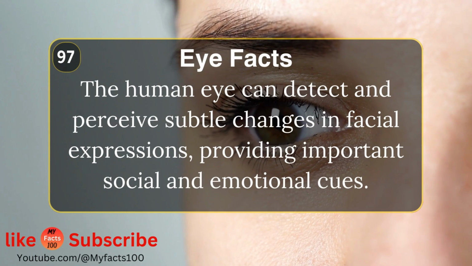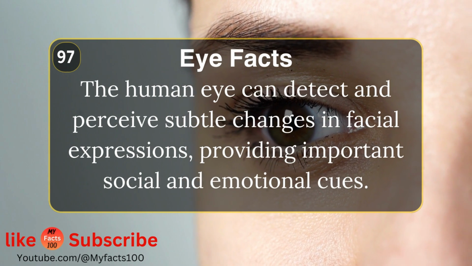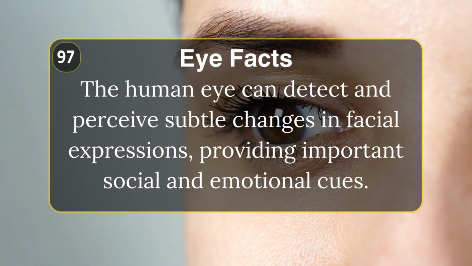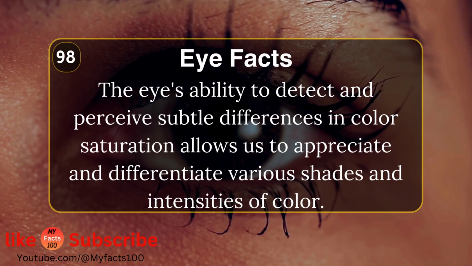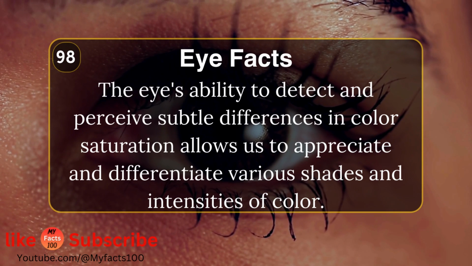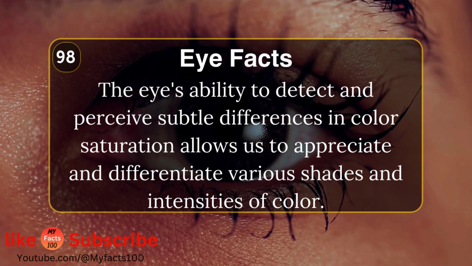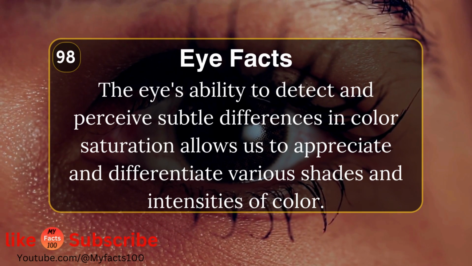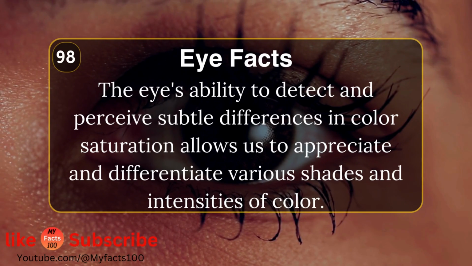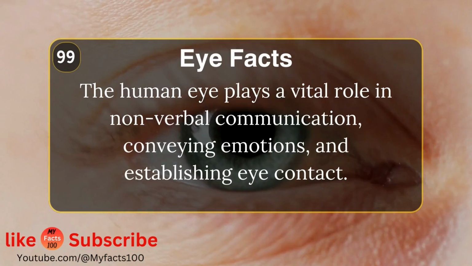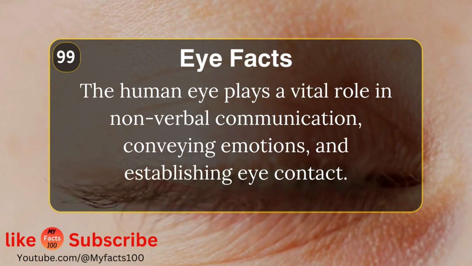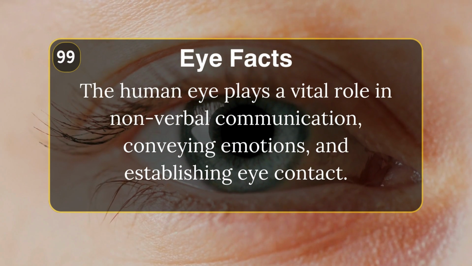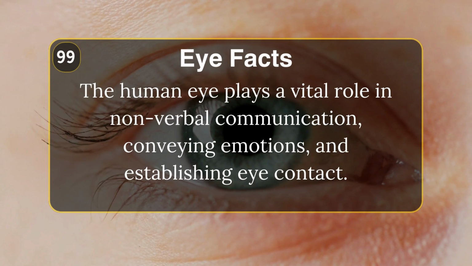The human eye can detect and perceive subtle changes in facial expressions, providing important social and emotional cues. The eye's ability to detect and perceive subtle differences in color saturation allows us to appreciate and differentiate various shades and intensities of color. The human eye plays a vital role in nonverbal communication, conveying emotions, and establishing eye contact.